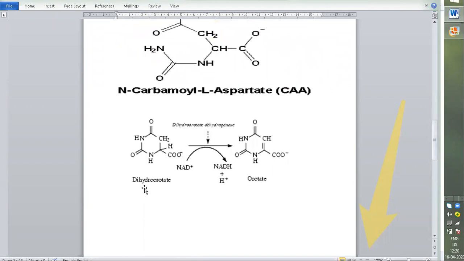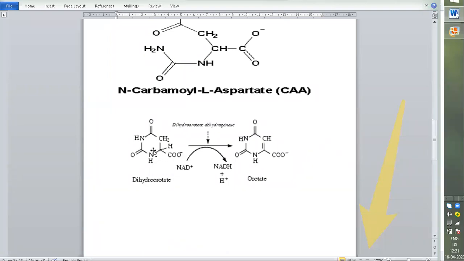In this step, dihydroorotate is converted into orotate. Dihydroorotate releases 2 hydrogens. At this position 1 hydrogen will be released, and 1 hydrogen will be released from the CH2, and a double bond will be formed. The main difference between these two structures is that orotate has a double bond, while dihydroorotate doesn't have any double bond.